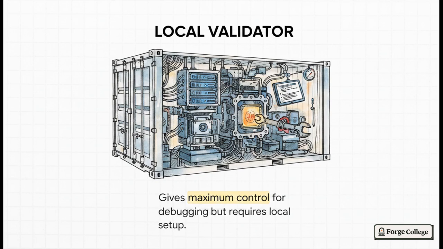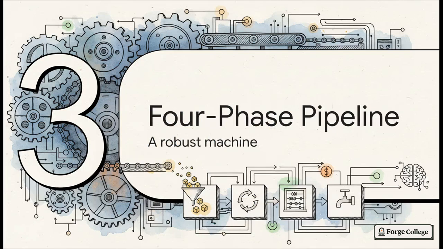Now, there is a third option that gives you maximum control, and that's the local validator. You can enable debug-level logging and really get under the hood here. However, spinning up a local validator can be a bit heavy for standard CI pipelines unless you have your environment beautifully containerized. So it's fantastic for deep local profiling, but maybe keep it out of your rapid PR pipeline to start.